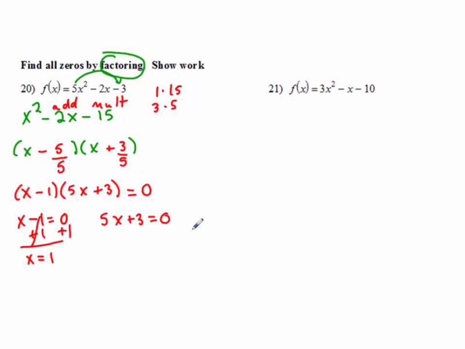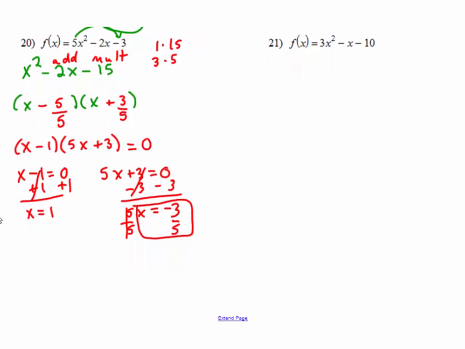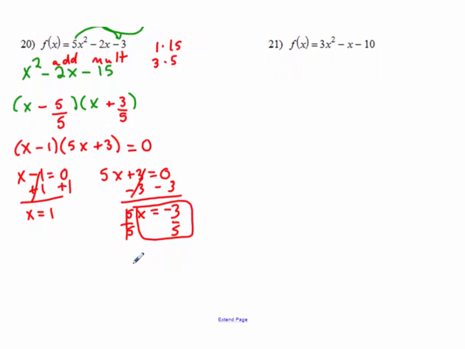So for 5x plus 3 equals 0, I have to subtract 3 and then divide by 5. So x equals -3/5 is my second answer. Anytime we have an x squared at the beginning, we should be getting two answers like this. One of our answers is 1, and one of our answers is negative 3/5.